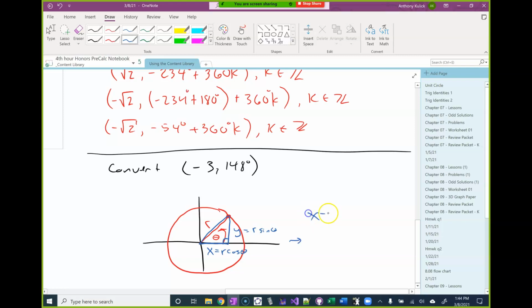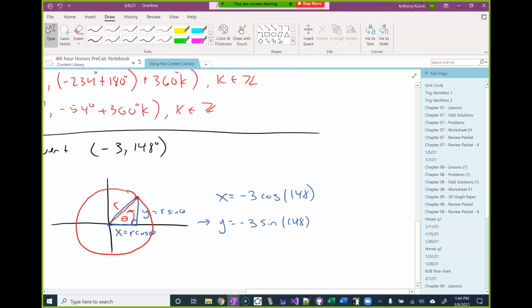So using this, my x-coordinate is just going to be negative 3 cosine of 148, and my y-coordinate is going to be negative 8 sine of 148. This is exactly what we did when we resolved a vector into component form, right? You guys remember doing that a chapter or two ago? So when I type that into my calculator, I get about negative 254. And when I type this into my calculator, I get about negative 159.